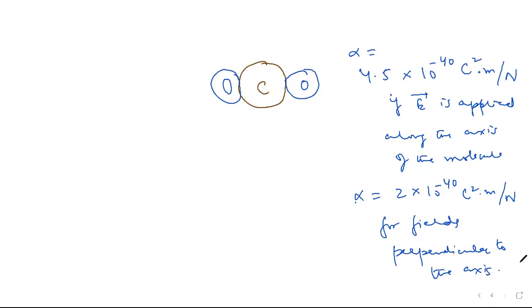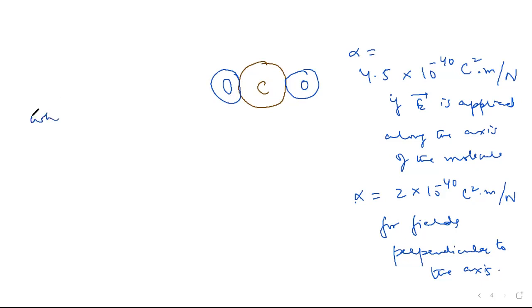I repeat, for the carbon dioxide molecule, polarizability alpha is 4.5 times 10 raised to the power minus 40 coulomb square meter per Newton if the electric field E is applied along the axis of the molecule, but it has alpha of only 2 times 10 raised to the power minus 40 coulomb square meter per Newton for fields perpendicular to the axis of the molecule. When the field is at some angle to the axis, we resolve it into parallel and perpendicular components and multiply each by the pertinent polarizability.